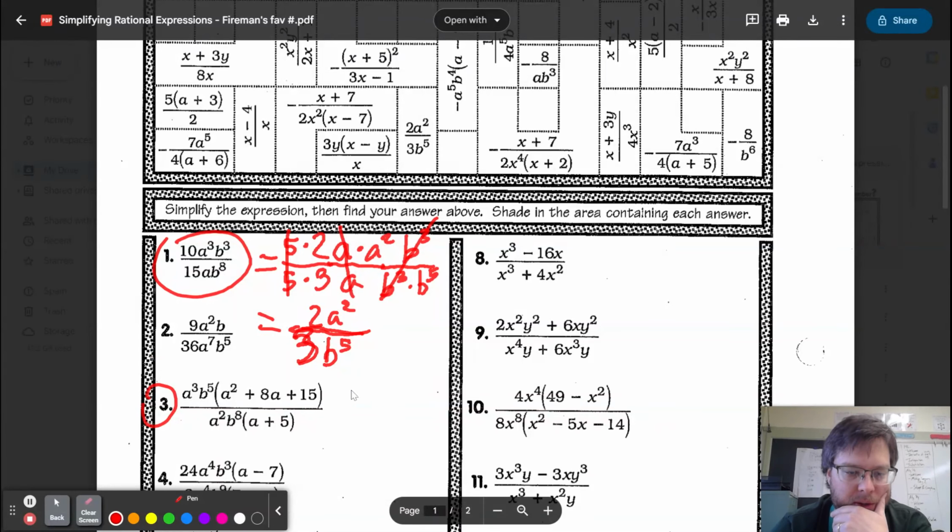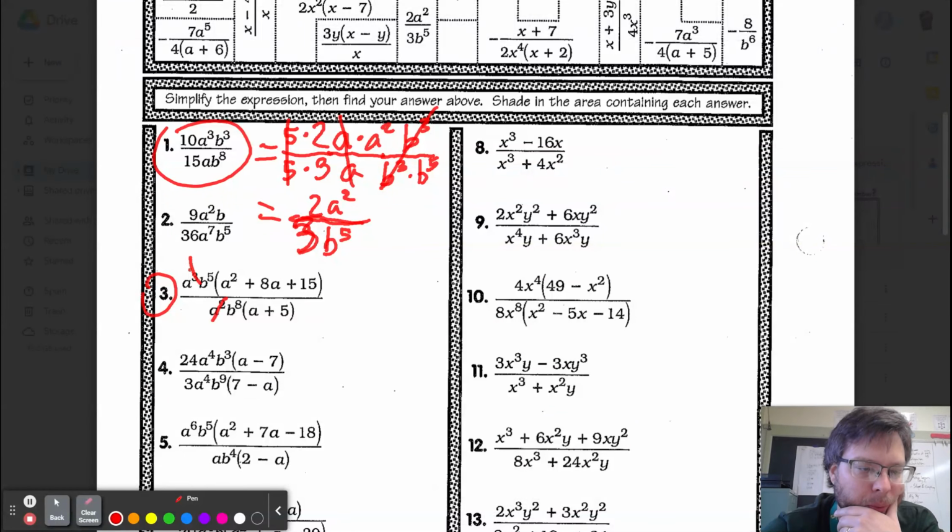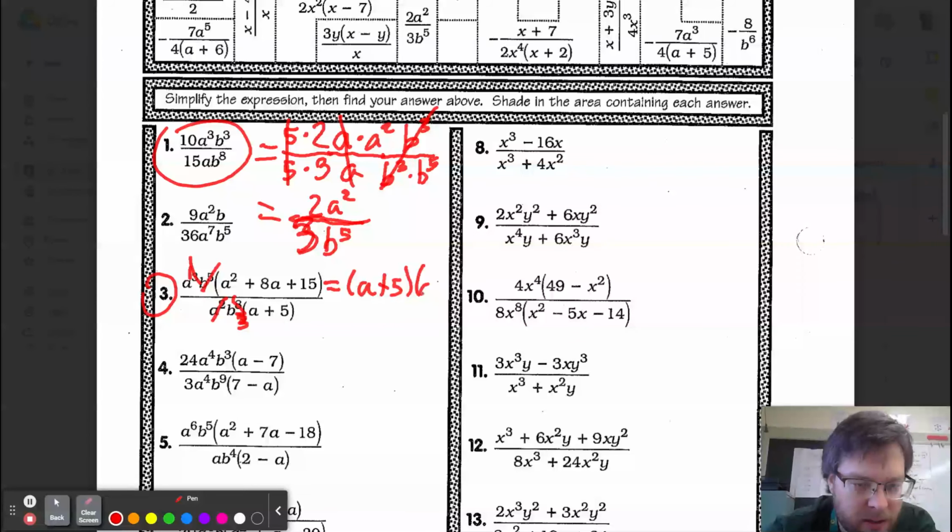and then see if we can do a little more action there. So first, I'm going to look at common things. 3a's on top, 2a's on bottom mean there's just one copy of a left over. 5b's on top, 8b's on bottom means it's b to the third power. Then I've got this weird thing where I've got a quadratic over a linear. But I can factor that quadratic to be a plus 5 times a plus 3. 5 plus 3 is 8 right here, and 5 times 3 is 15.